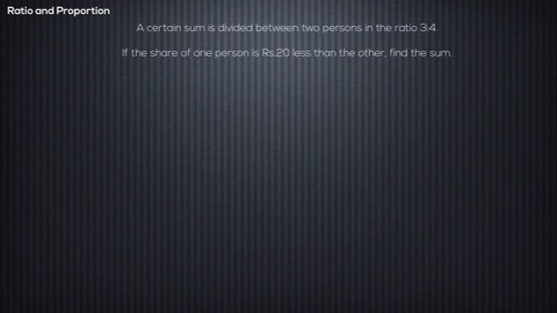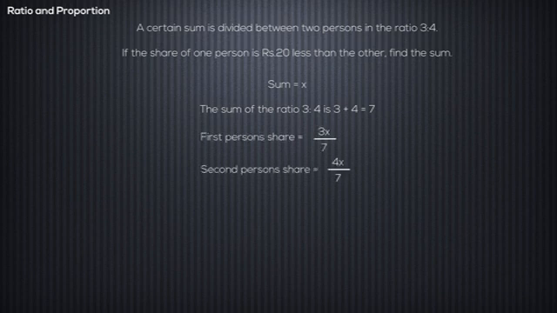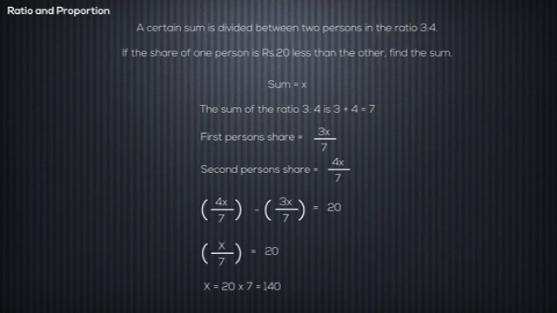Here is a solved example. A certain sum is divided between two persons in the ratio 3 is to 4. If the share of one person is ₹20 less than the other, find the sum. Solution. Let the sum be x. The sum of the ratio 3 is to 4 is 7. Hence, the first person gets 3x by 7 and the second person gets 4x by 7. We know that the difference between the shares is 20. Solving the equation, we get the sum as ₹140.